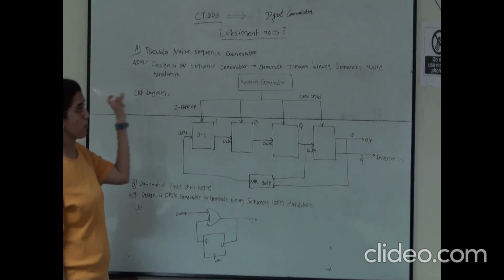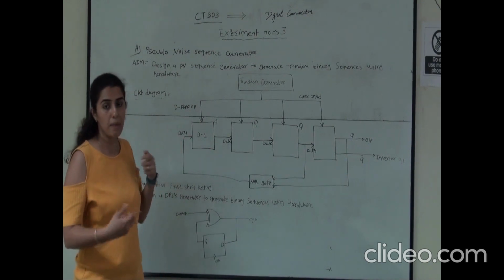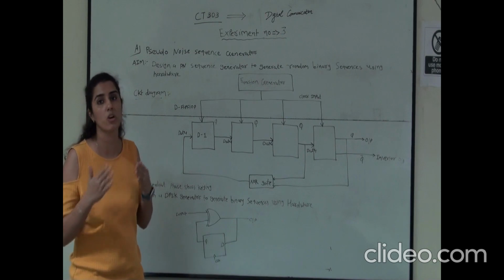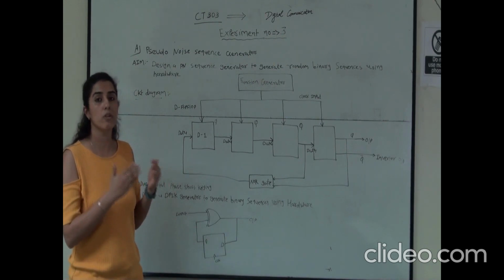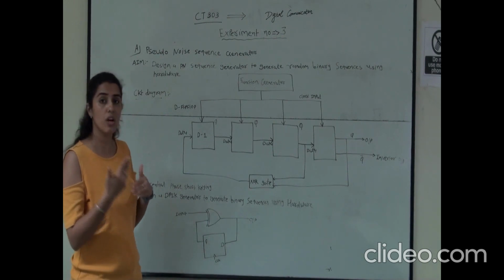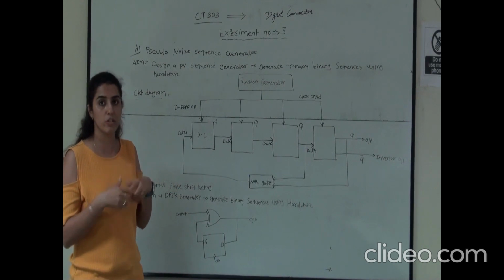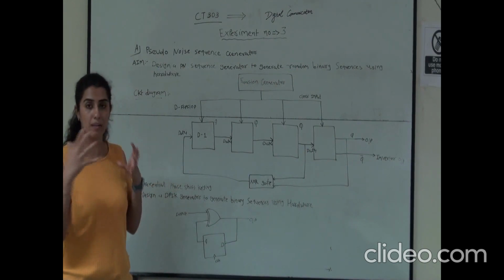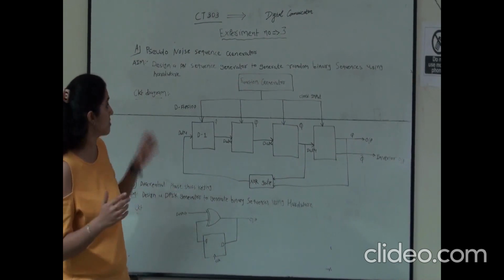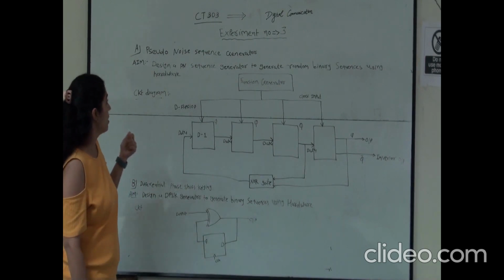The word pseudo implies that here we are going to generate random binary sequences. However, those random binary sequences will be periodic in nature, repeating after a longer duration of time. Hence, it is not completely random, it is pseudo random. At times it will be periodic, but that period will be of a longer duration. Hence it is called a pseudo random noise sequence generation.